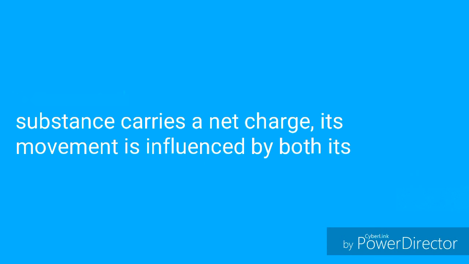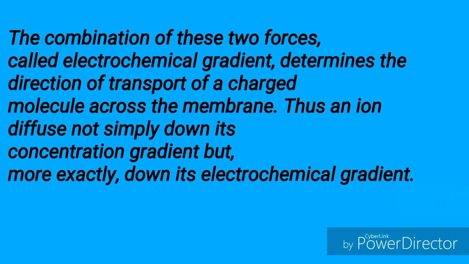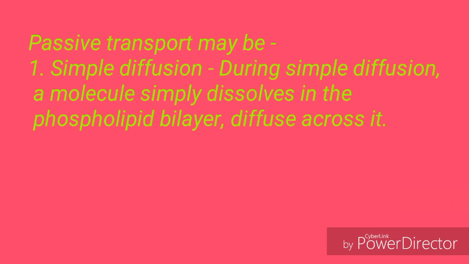The combination of these two forces, called electrochemical gradient, determines the direction of transport of a charged molecule across the membrane. Thus an ion diffuses not simply down its concentration gradient but, more exactly, down its electrochemical gradient. Passive transport may be 1. Simple diffusion. During simple diffusion, a molecule simply dissolves in the phospholipid bilayer, and diffuses across it.